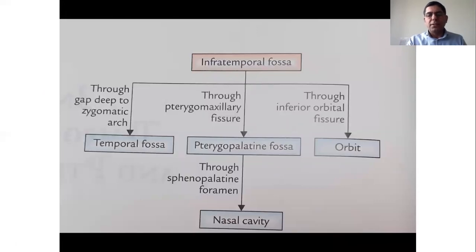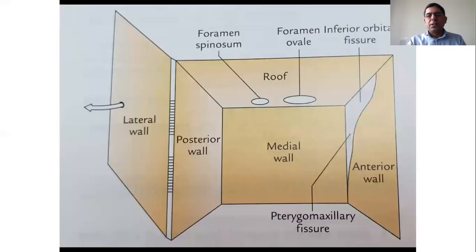I've had that slide before. Have a look at it, all the connections. And this is another diagram. Like a box, there's the medial wall, the anterior wall, posterior wall, and lateral wall. You've got the foramina ovale and spinosum, the inferior orbital fissure, and the pterygomaxillary fissure as well. Think about this box: the medial, anterior, superior.